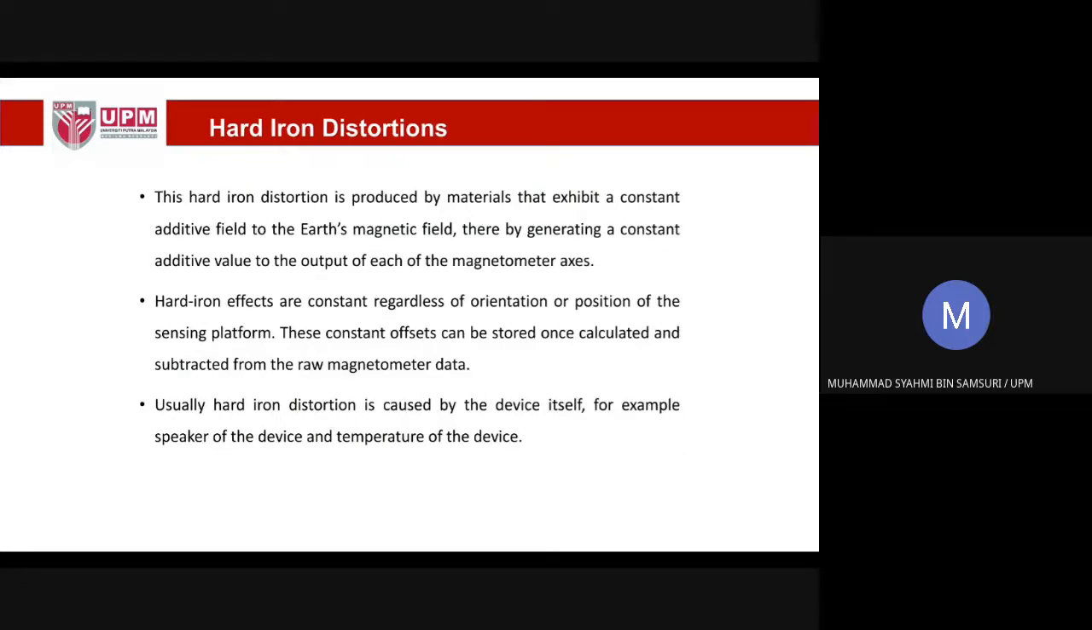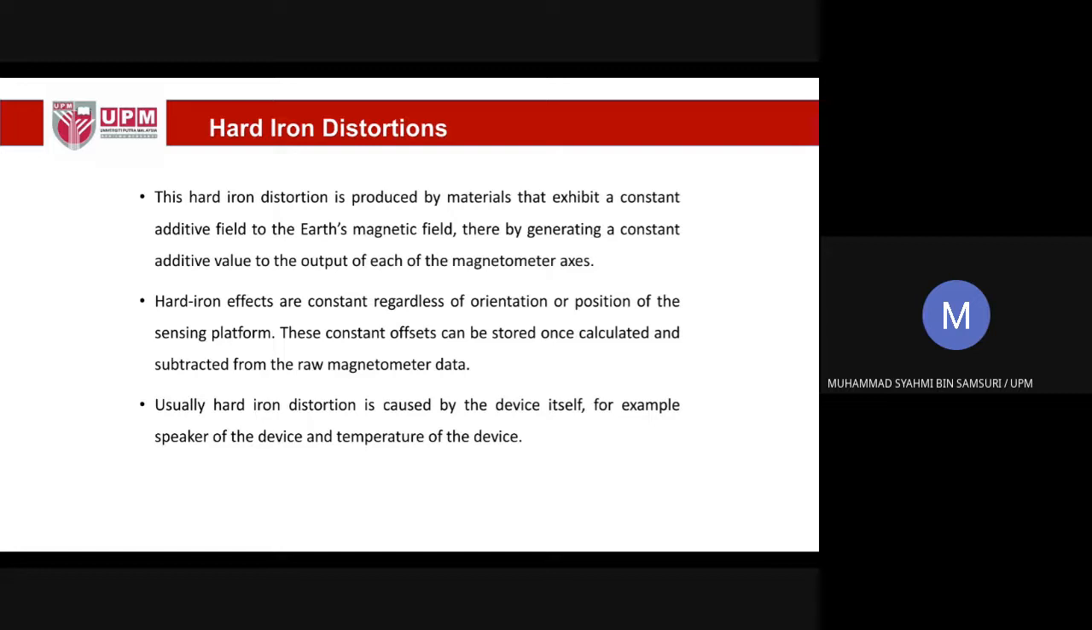Next is hard iron distortion. This hard iron distortion is produced by material that exhibits a constant additive field to the earth's magnetic field, thereby generating a constant additive value to the output of each of the magnetometer axes. So hard iron effects are constant regardless of rotation or position of the sensing platform. This constant offset can be stored, calculated, and subtracted from the raw magnetometer reading.